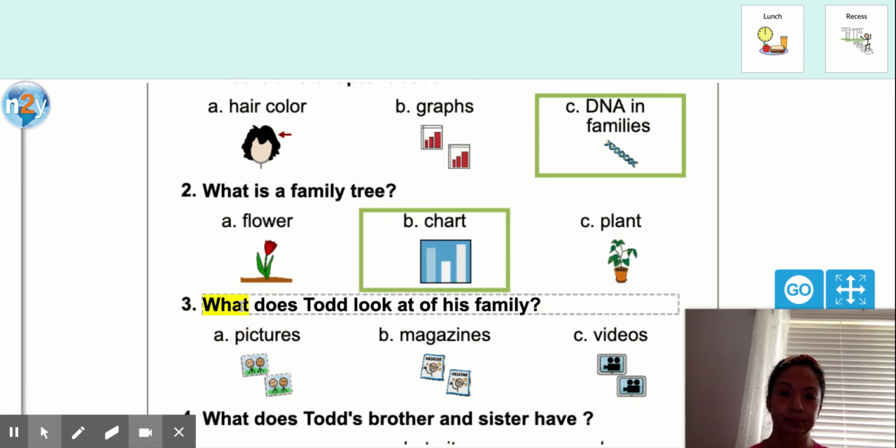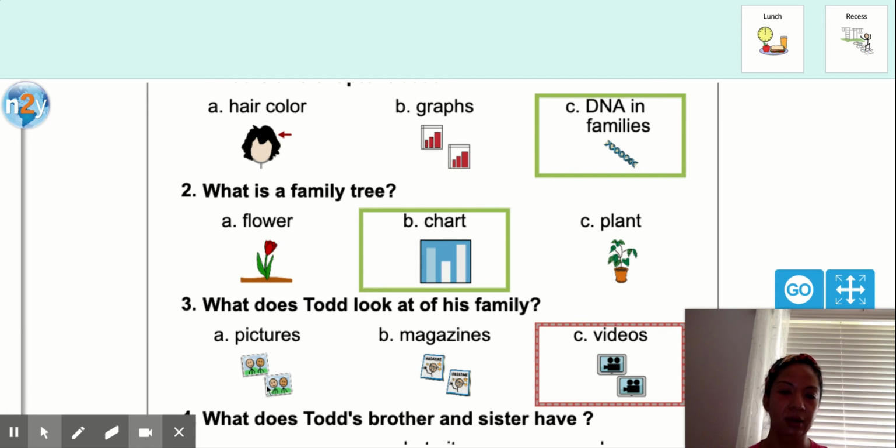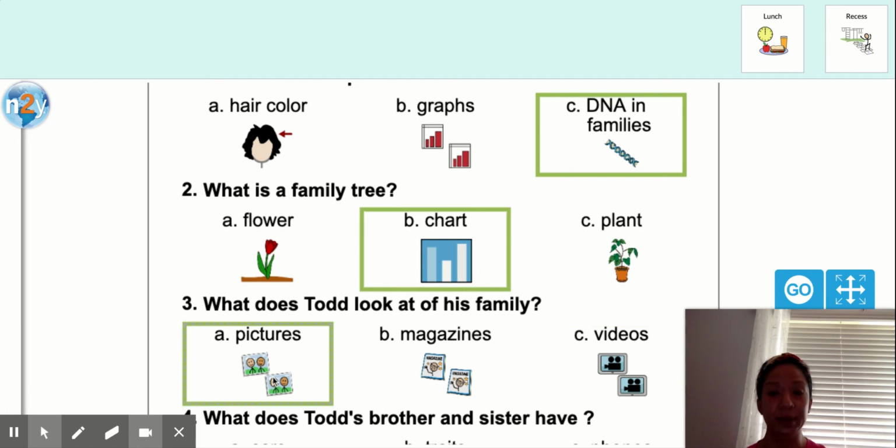Number 3. What does Todd look at of his family? Pictures, magazines, or videos? Did he look at videos? No. He looked at old pictures. Pictures. Okay.